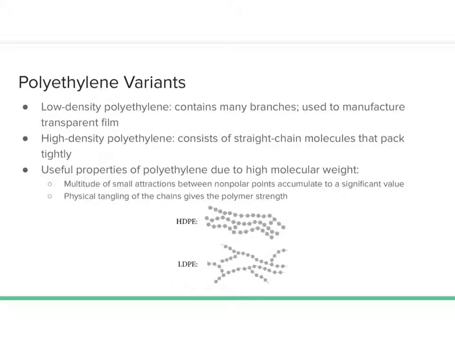There are two main polyethylene variants. The first is low-density polyethylene, which contains many branches and is used to manufacture transparent film. The second variant is high-density polyethylene, and it consists of straight-chain molecules that pack tightly. The useful properties of both variants are due to high molecular weight. As a multitude of small attractions between nonpolar points accumulates to a significant value, the physical tangling of the chains also gives the polymer strength.